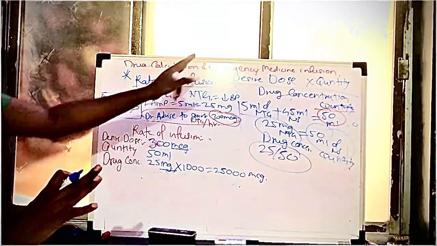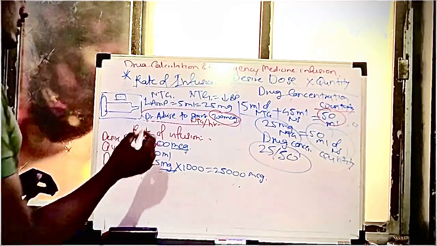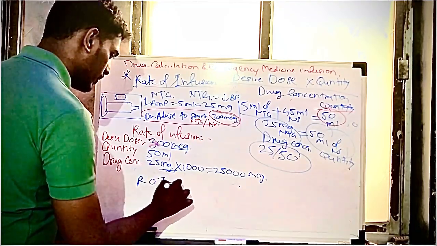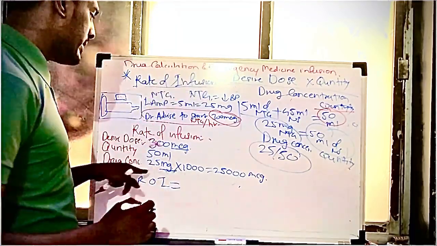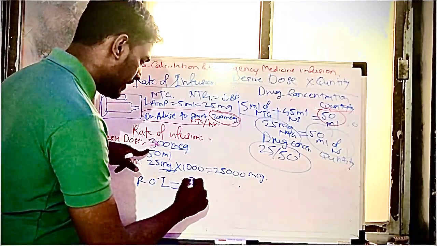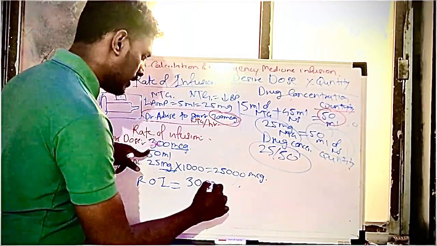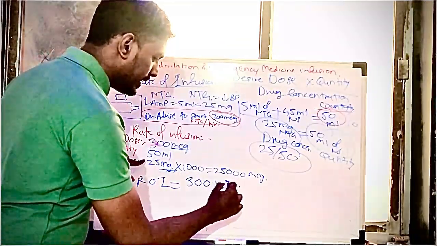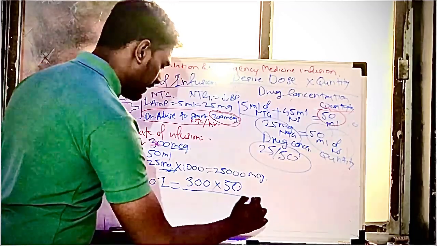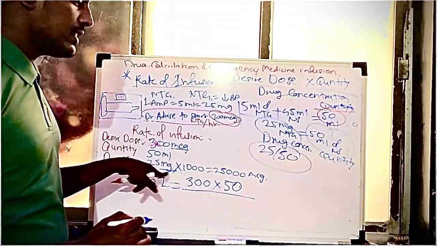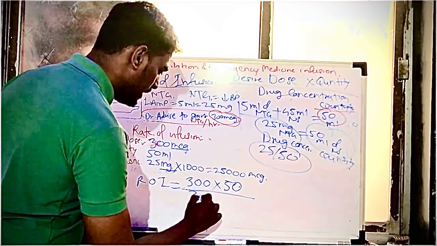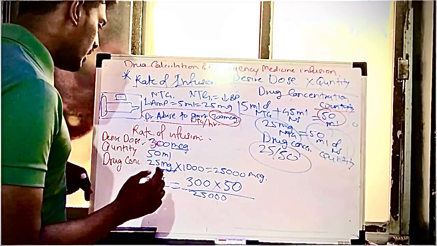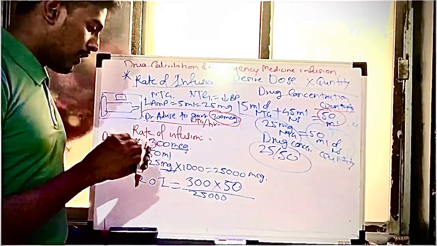Now we have to put these values in the formula. So the rate of infusion is equal to desired dose. How much is the desired dose? 300, into quantity. How much is the quantity? 50, divided by drug concentration. How much is the drug concentration? 25,000. Okay, so now solve this equation.